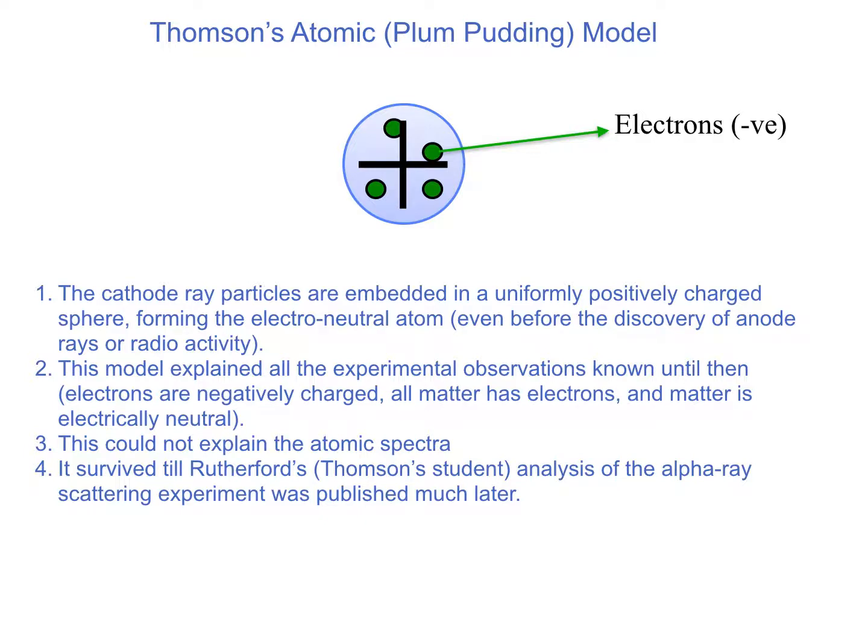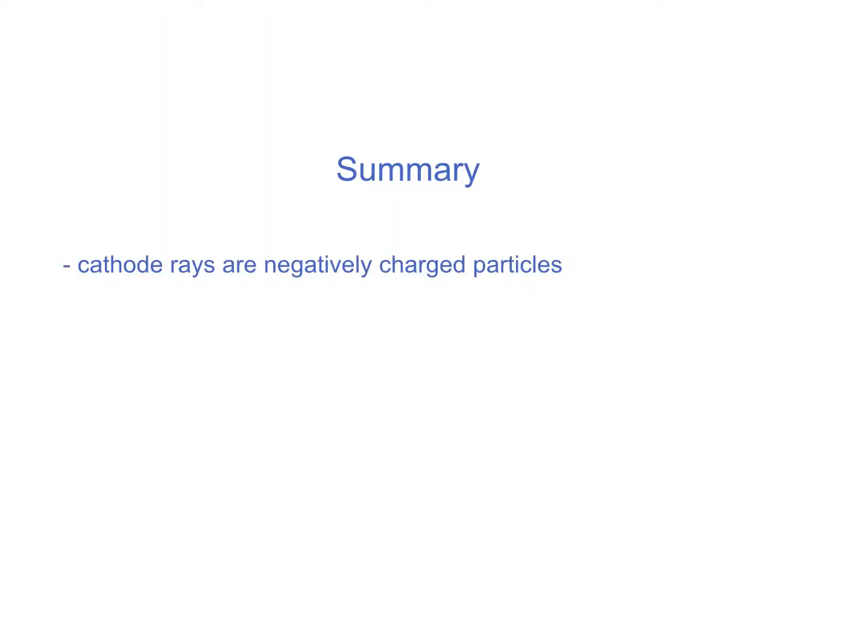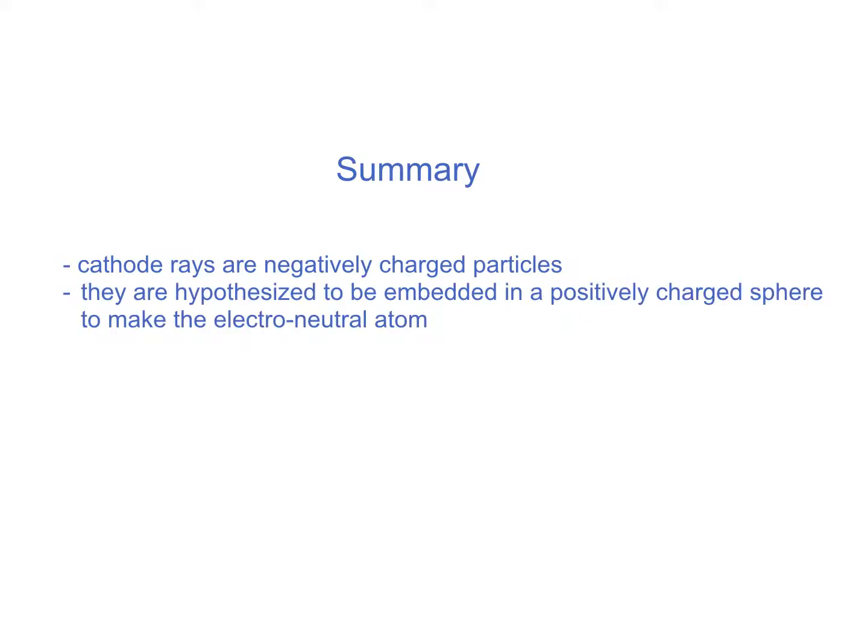In summary, we have looked at cathode rays as negatively charged particles, and then Thomson's model hypothesized that these are embedded into a positively charged sphere to account for electroneutrality of matter. And this model explained how cathode rays can be produced from gas particles. So that's a triumph of this model.